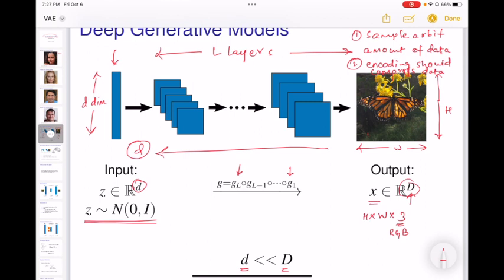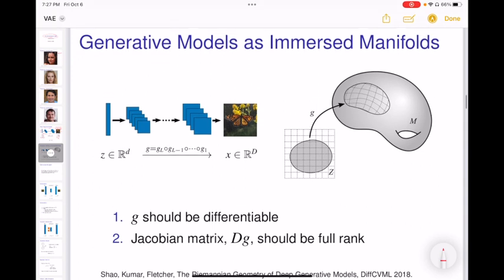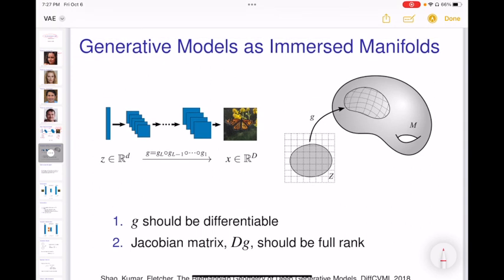Okay, so that is what a generative model should try to function as. Okay, so now let's look at this notion of deep generative models as immersed manifolds.